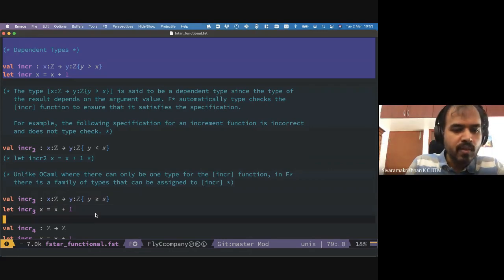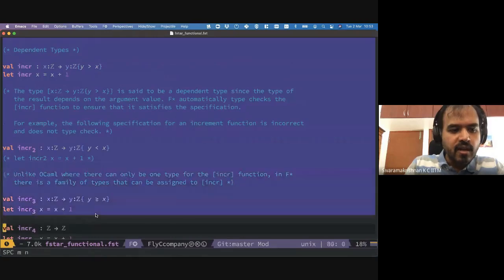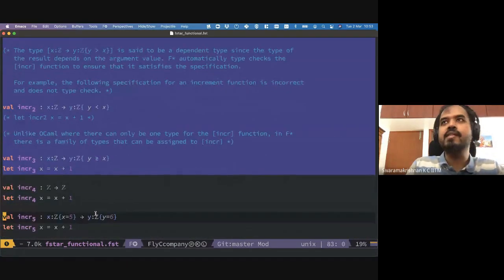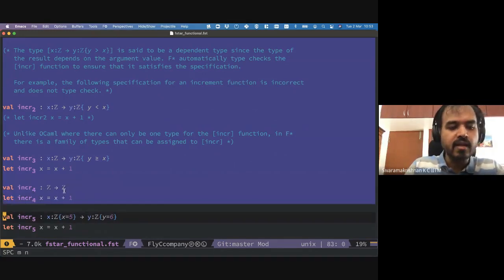That is also true, right? I can give it a, oops, that is also true. That is increment 3. I can give it an even more imprecise type. I can say it takes an integer and returns an integer. This is also true. This is the type that we will have in OCaml, right?